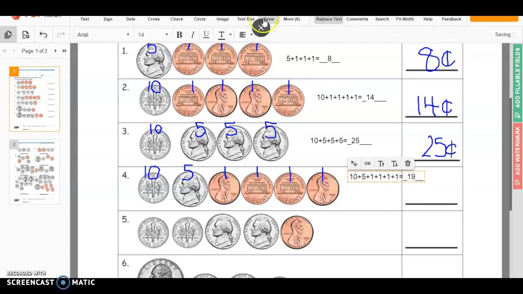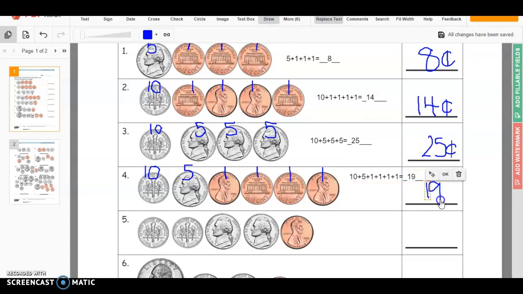which means that we have 19 cents. So I'm going to go ahead and write that here. Remember, our number goes first, and then our cent sign.